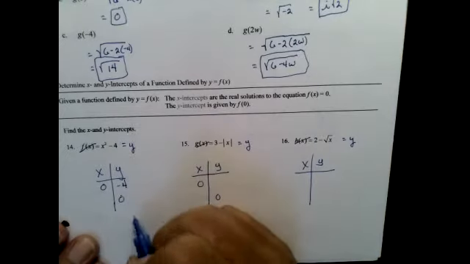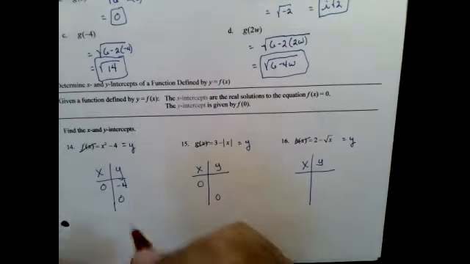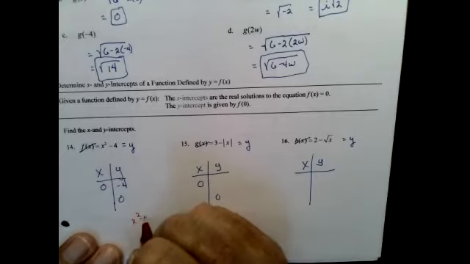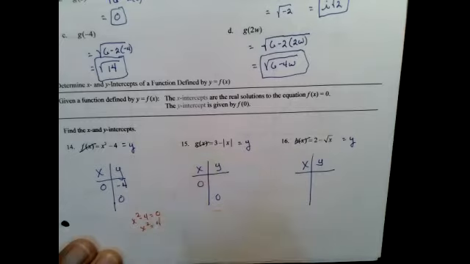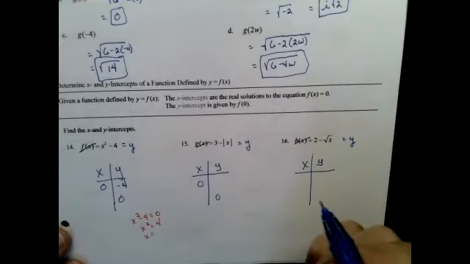I put 0 in for y. Now, I'll have to do a little work here. x squared minus 4 equals 0. x squared equals 4. x equals plus or minus 2.